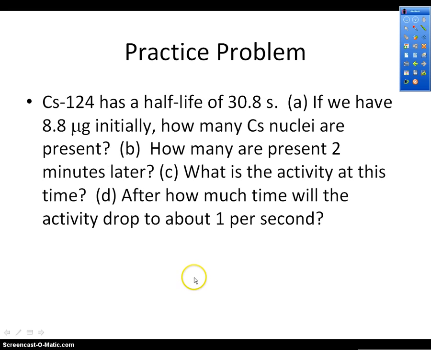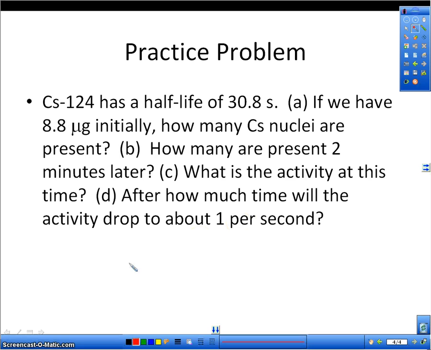And then there's one more problem about cesium-124, pardon me. I'm going to give you the answers to this, and actually, I don't have this one worked out. I don't actually want to work it out right here. I want you to do it on your own. So what we'll do is we'll check it in class. I want you to work this one on your own, and we'll figure it out.